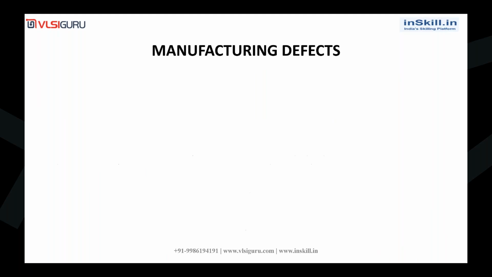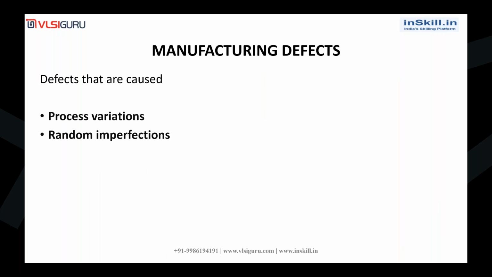Now we will try to understand what are called manufacturing defects. Manufacturing defects are the defects that are caused due to process variations and random imperfections. Process variations mean slight variation in the transistor channel length, metal interconnect width and thickness. All those things will impact the logical and timing performance. Random imperfections mean it can result in unintentional shorts and unintentional opens.